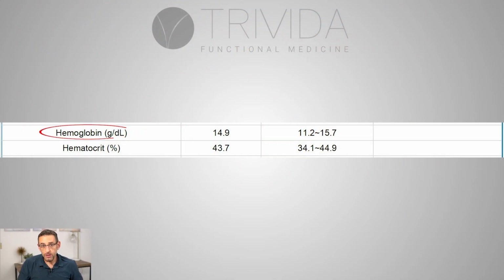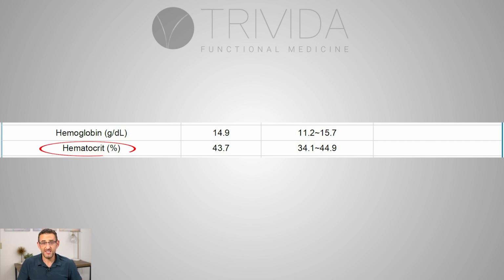Hemoglobin is the color of the blood cells. You don't want it to be too dark. You don't want it to be too light, because that's a sign of how well they're transporting oxygen and how effective they are. And there's a lot of different reasons why it could be too high or too low. So we'll talk about that more individually during your visit.